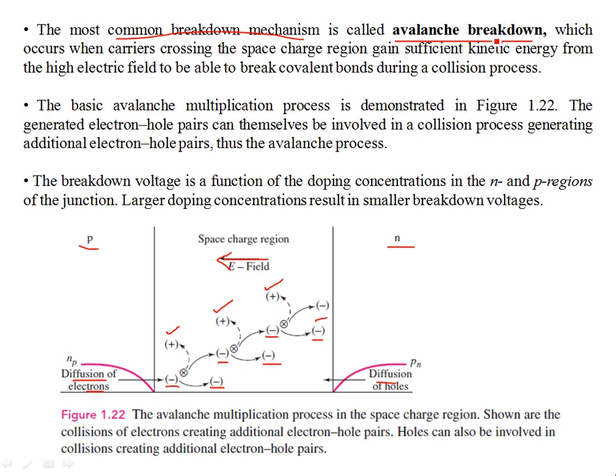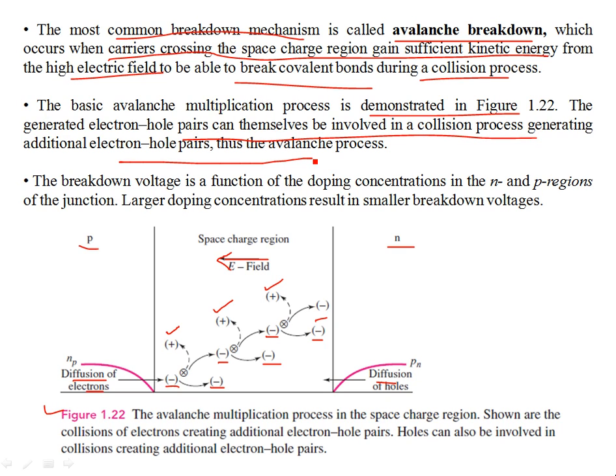So the most common breakdown mechanism is avalanche breakdown, which occurs when the carriers crossing the space charge region gain sufficient kinetic energy from high electric field to be able to break the covalent bonds during the collision process. Now, the basic multiplication process is demonstrated in this figure 122, and the generated electron hole pairs can themselves be involved in the collision process, generating additional hole pairs.